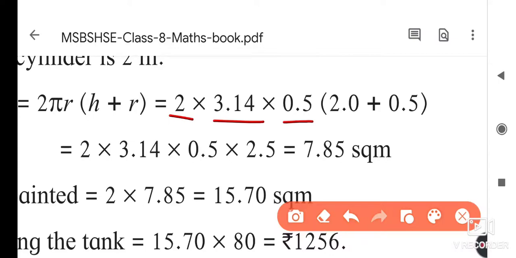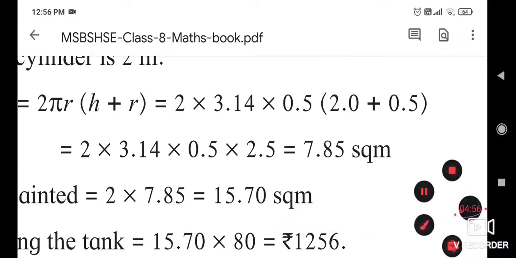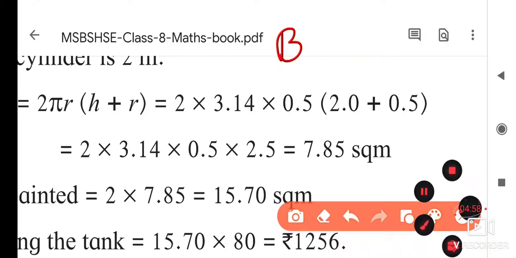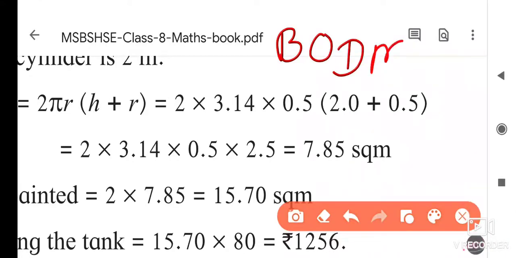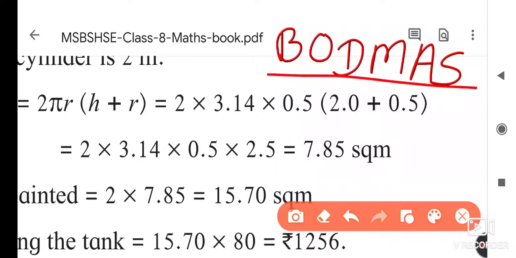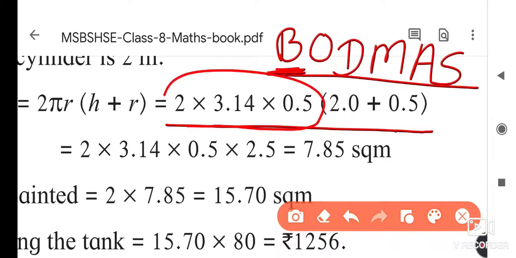So when such types of examples come, we have to follow the BODMAS rule. B for bracket, then division, multiplication, addition and then subtraction. This rule we have to follow. So in this example, first we have to solve the bracket. The remaining terms stay right here as they are. So here it is 2 into 3.14 into 0.5.